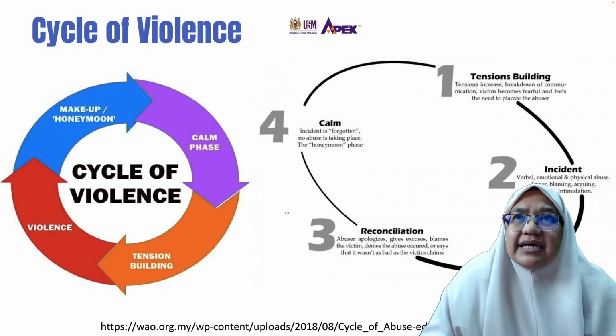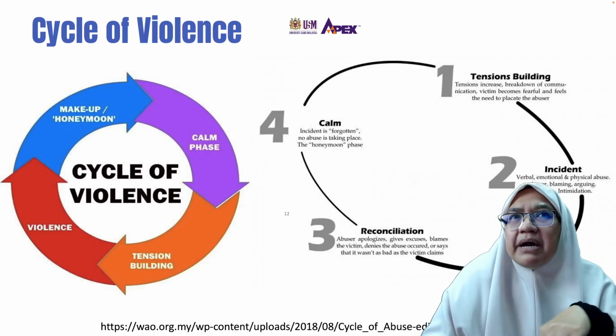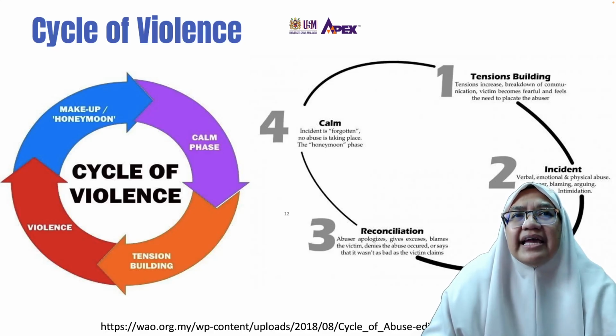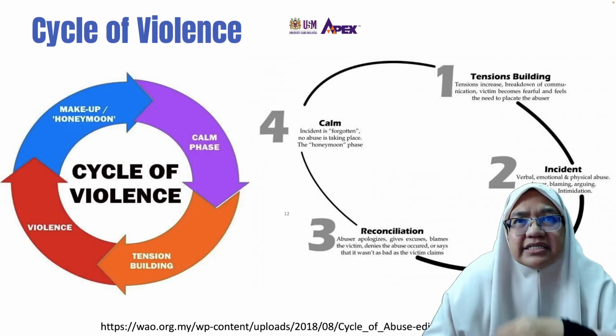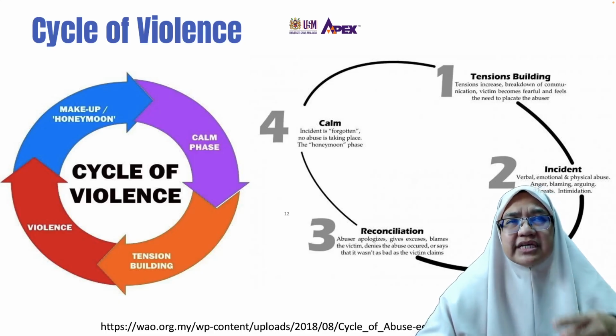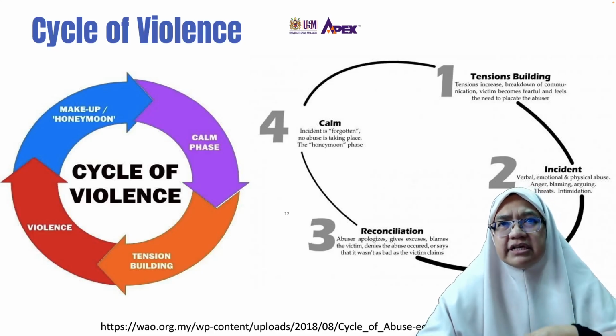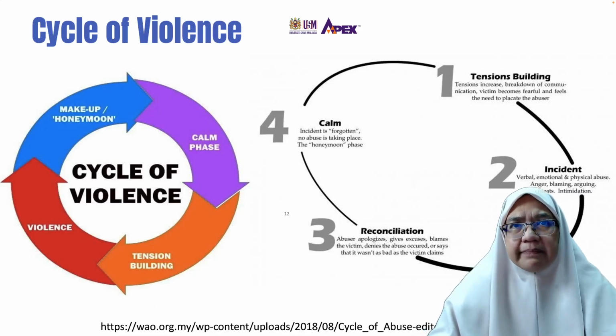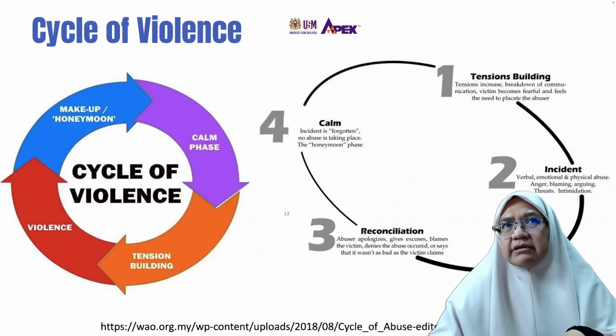Maybe initially this cycle will take about a month to complete, so the violence occurs just monthly. And usually the cycle will become shorter and shorter. It means that instead of once a month, it becomes more frequent, once every 2 weeks. The tension building comes back, the incident occurs, reconciliation, and calm. And if the woman doesn't get help, and the man doesn't get charged, and the cycle doesn't stop, the cycle can go like once a week.